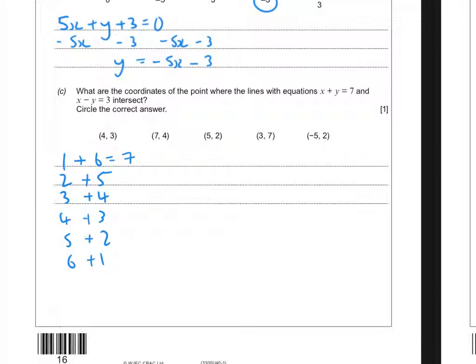So which pair of these numbers also, when I do x take away y, gives me an answer of 3? So looking at 1 take away 6, that's not going to do it. These are all going to be negative until I get here. 4 take away 3 is 1. 5 take away 2 would give me 3. 5 minus 2 equals 3. So it's got to be when x is 5 and y is 2.